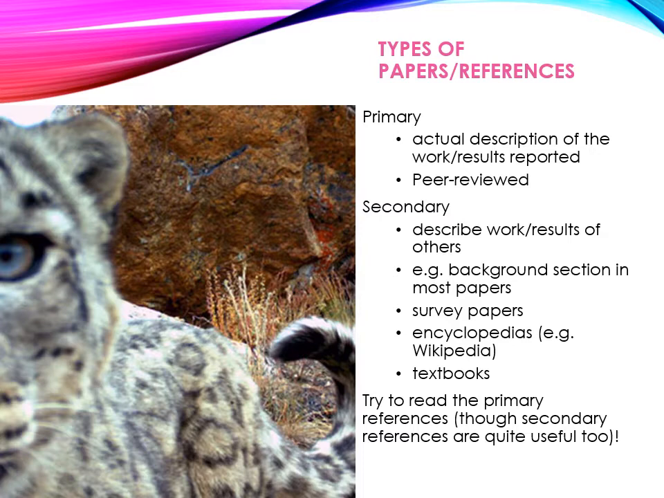If you're citing the primary reference in something, that means you've read it. You've not stolen that citation from another reference. But secondary references are really useful too. They might be useful for defining things or catching you up on previous work.